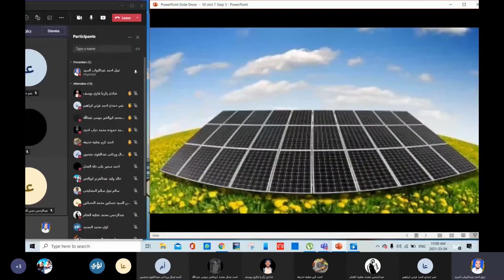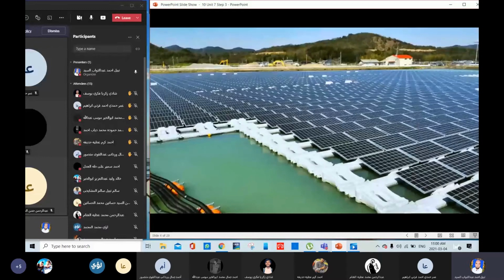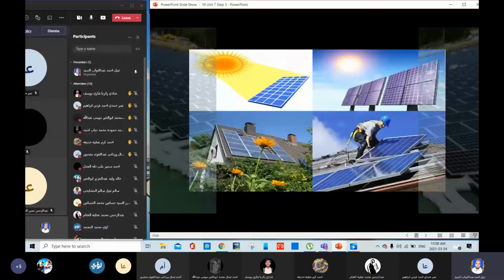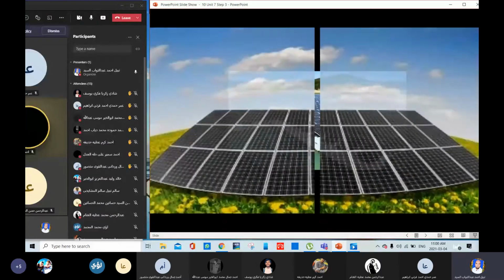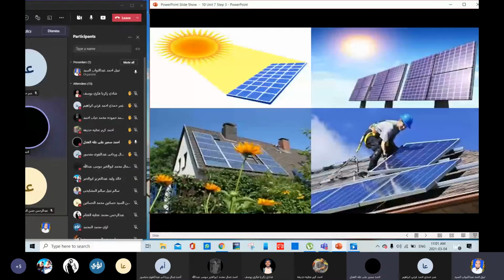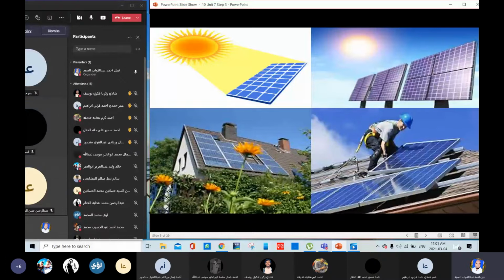Now, look at these pictures and tell me, how can you describe these two pictures? Ahmed Samir. These pictures are about solar power panels that we use to utilize solar power into electricity. Very good. So we use solar panels. These are big mirrors which are fitted on the roofs of houses to get energy directly from the sun. Okay, but they have a disadvantage.